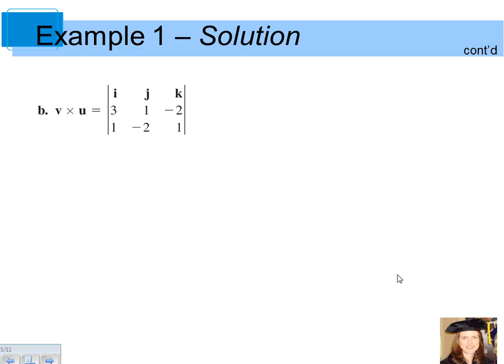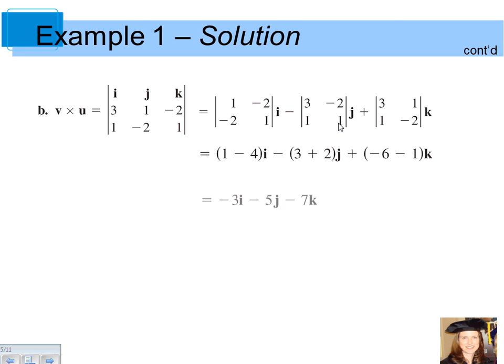Here's another example, v cross u. Start with the v vector and then the u vector. We set up the matrix using the i, j, k as the first row, and then vector v and vector u. Cover up the i column to get these four numbers in the first matrix. Cover up the j column and cover up the k column to get the remaining two smaller matrices. Find the determinants, and the result is -3i minus 5j minus 7k.